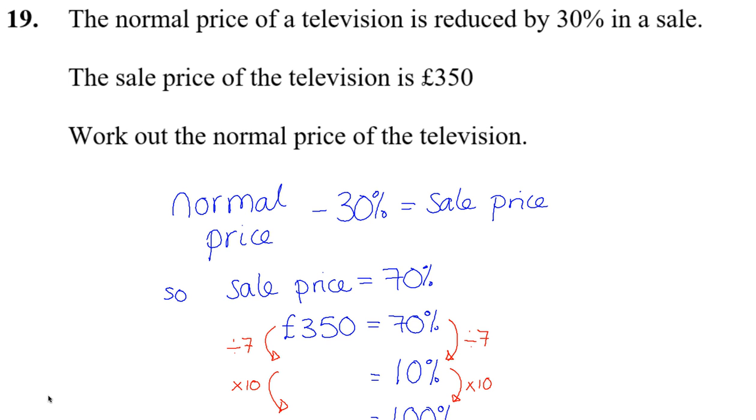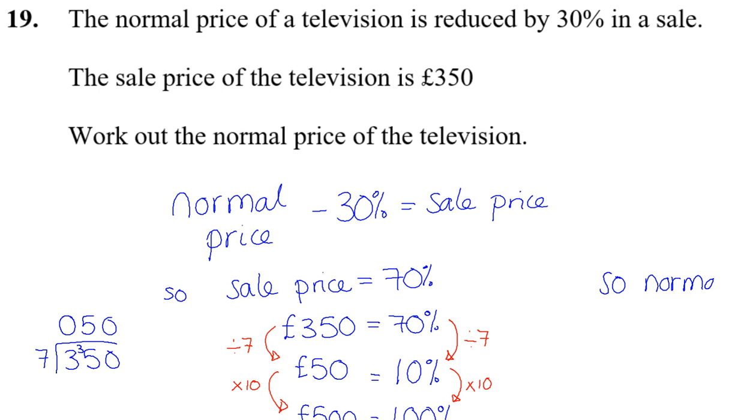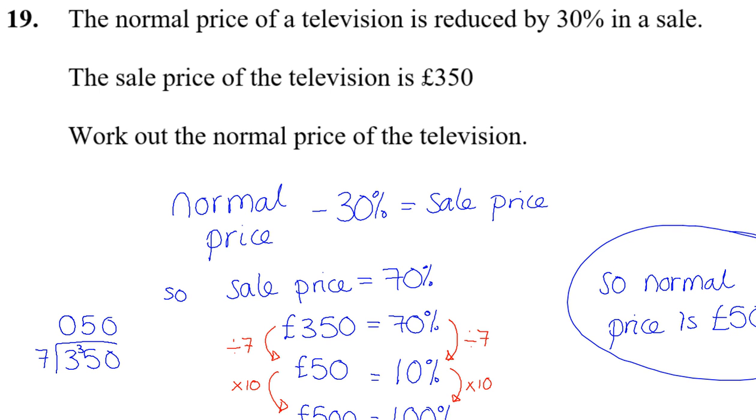So, 350 divided by 7, you can't work it out straight away, you can use a bus stop. 3 divided by 7 is 0, so that leaves 3. 35 divided by 7 is 5. So there we go. So £50 is going to be 10%, which means if I then multiply by 10, £500 is 100%. So that's the normal price of the TV. It's £500. Okay, and that's it. That's question 19 done.